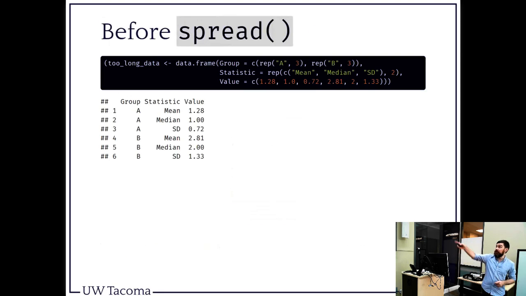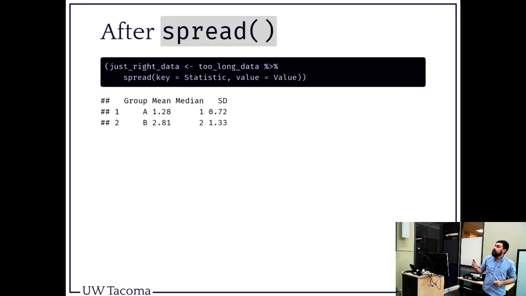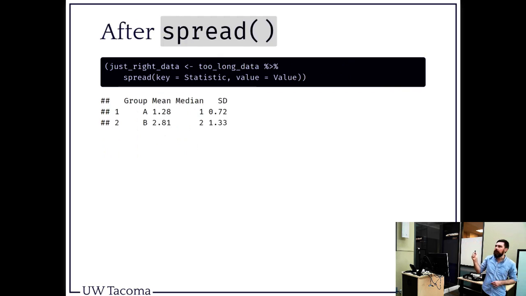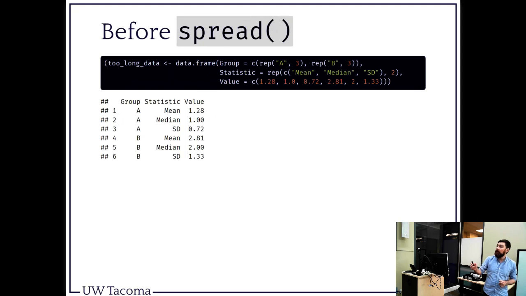So I generated the data. I actually just generate the data right up here, and then I say, let's spread it. So if you're curious how I generate a table like that, you can look through that code. I'm not going to dwell on it. So what I'm going to do here is take my too-long data that I had before, and I just say spread, the key equals statistic, and the value equals value. You'll see back here, the column names were statistic and value.